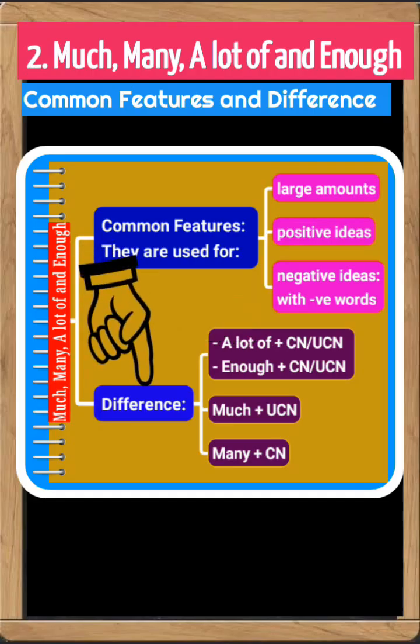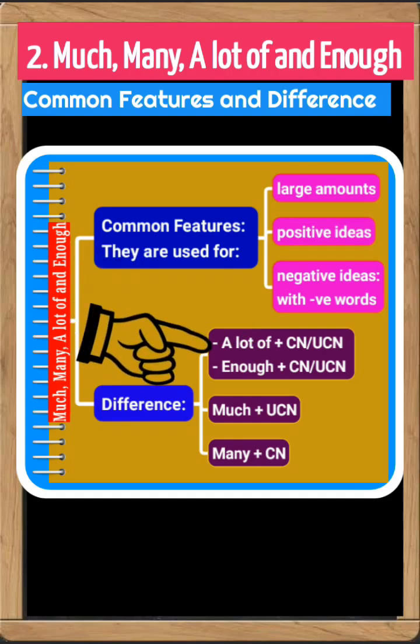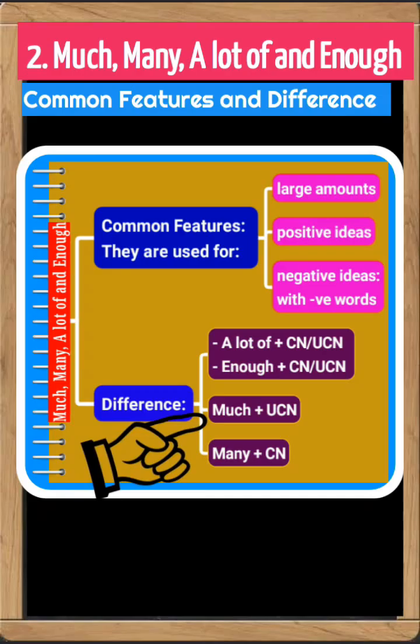Their main difference is that a lot of is followed by a plural countable noun or uncountable noun. Similarly, enough is followed by a plural countable noun or uncountable noun. Even it can be followed by a singular countable noun. Whereas much is followed by an uncountable noun, whereas many is followed by a countable plural noun.